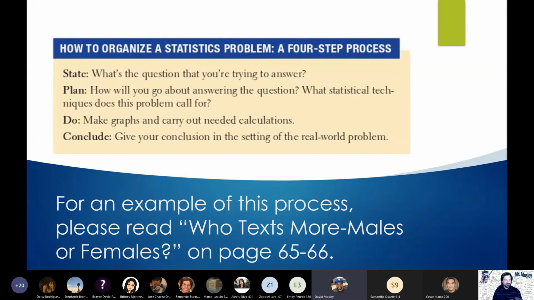Right? There's an example in the text. It's who texts more, males or females. It's on page 65 and 66 of the textbook, if you'd like to see an example of the textbook actually pointing out each of these steps in the 4-step process. Okay. Does anyone need a moment to write anything down from the screen?